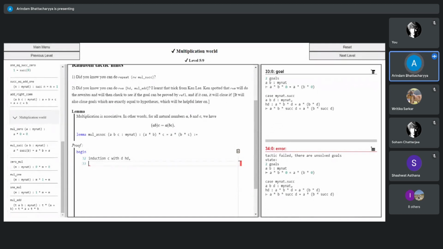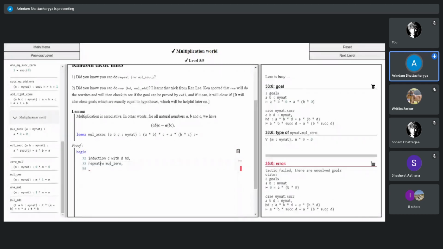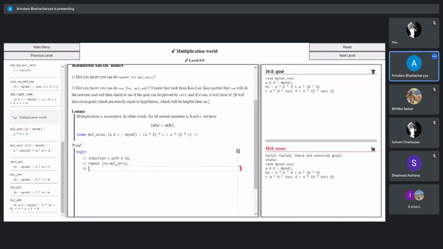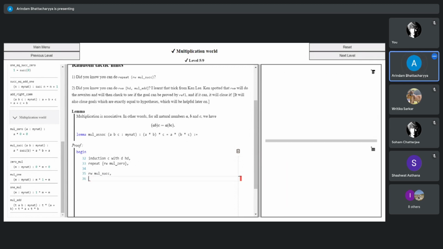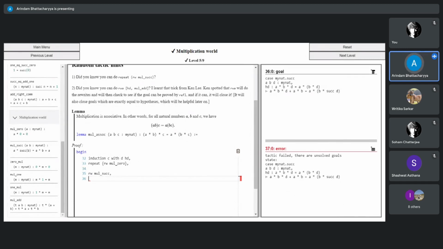So I guess RW my zero. So repeat just keeps applying until you get the thing. Right. So what should I do? I guess RW null successor. And then somehow I have to get that. So at any point, feel free to type your own proof in this or say it.